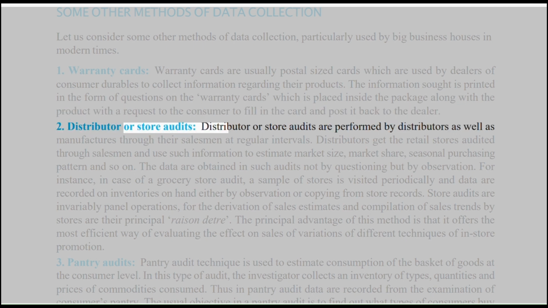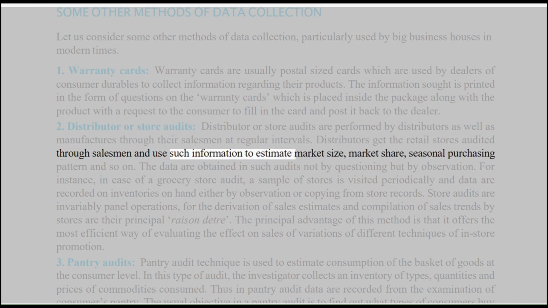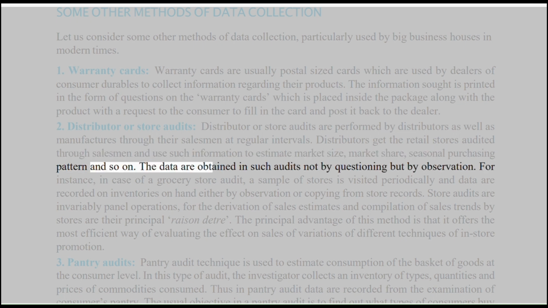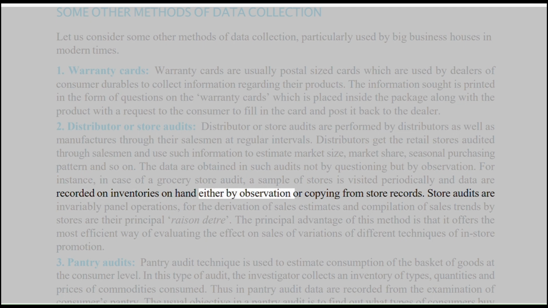2. Distributor or store audits. Distributor or store audits are performed by distributors as well as manufacturers through their salesmen at regular intervals. Distributors get the retail stores audited through salesmen and use such information to estimate market size, market share, seasonal purchasing pattern, and so on. The data are obtained in such audits not by questioning but by observation. For instance, in case of a grocery store audit, a sample of stores is visited periodically and data are recorded on inventories on hand either by observation or copying from store records.